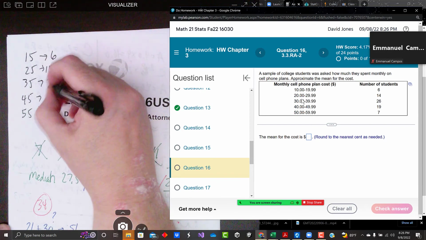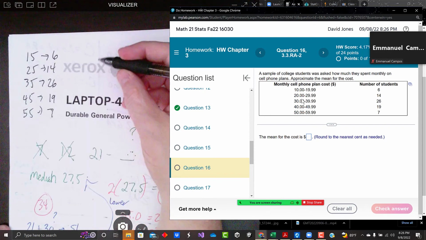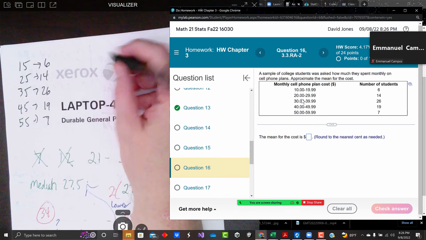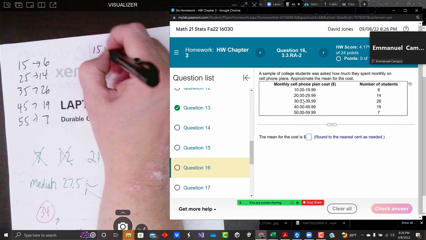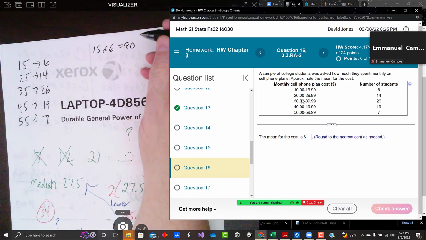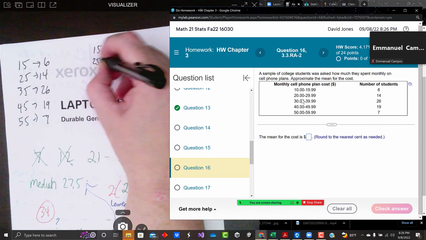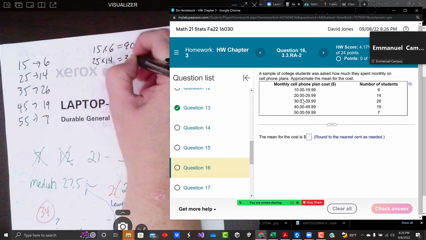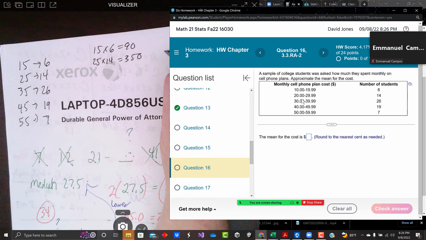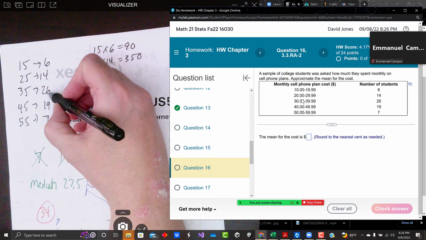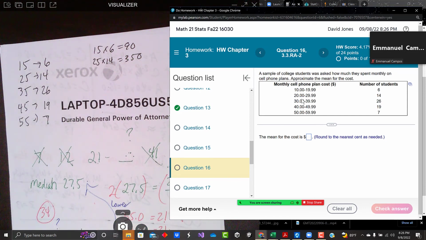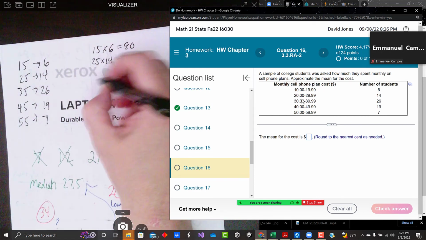And we got the numbers on the right already. I'm not changing those. To find the approximate mean right here, what you do is you multiply these together. 15 times 6 is 90. 25 times 14 is 350, I think. 35 times 26 is... Oh, God, let's see. 910?